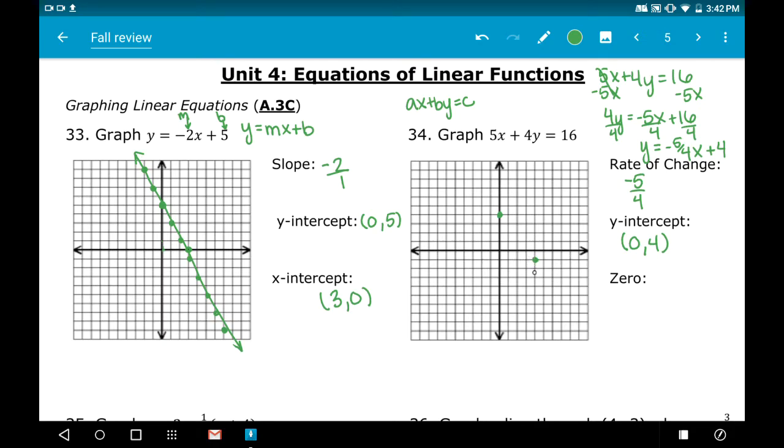So down 5, right 4. Or you can go up 5, left 4. And once you have all the points on your graph, we just connect them.